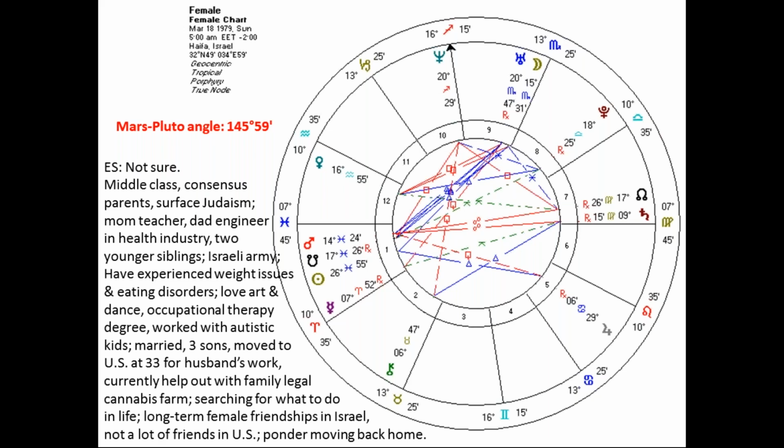When she was 33, they all moved, or the first 2 sons, I think, some of them. But her and her husband moved to the U.S. And currently, the whole family has a cannabis farm. She feels like she spent a lot of her life searching for what she wants to do in life, not necessarily having that fulfilling achievement of it.